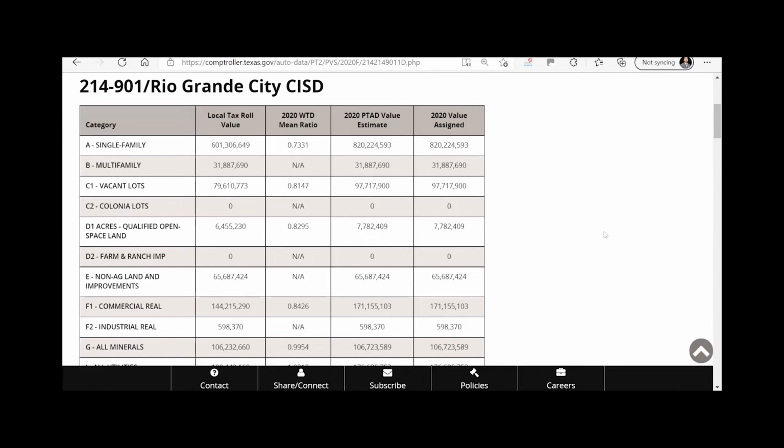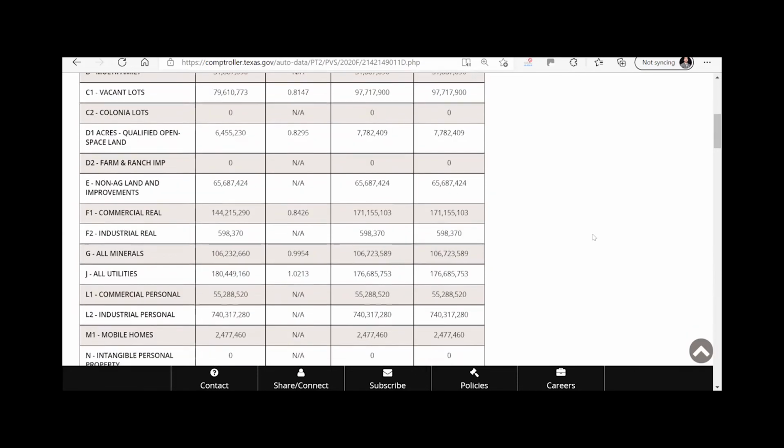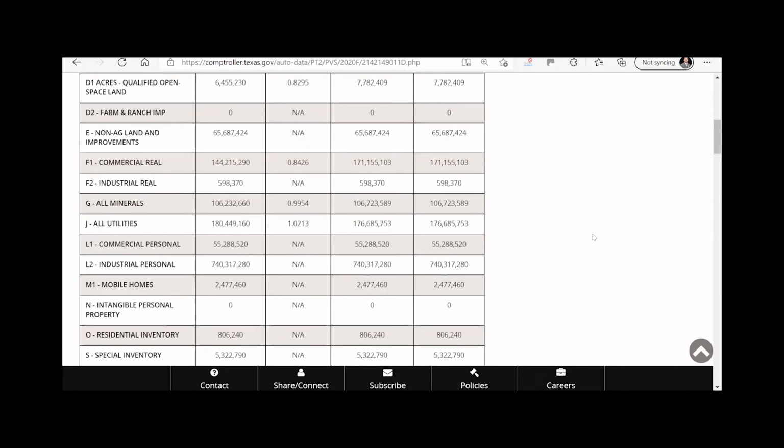Also, it's very important to pay close attention to some of the categories. For instance, if you scroll down or minimize them a little bit, like category G, G is gas and oil production, and category L2 is industrial.